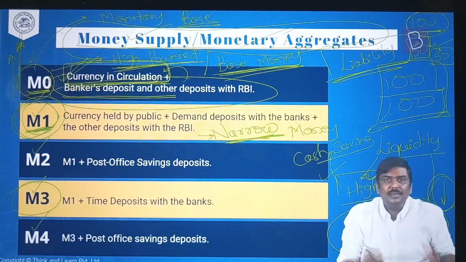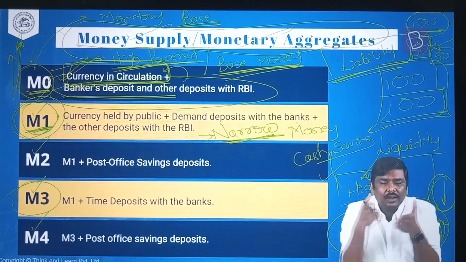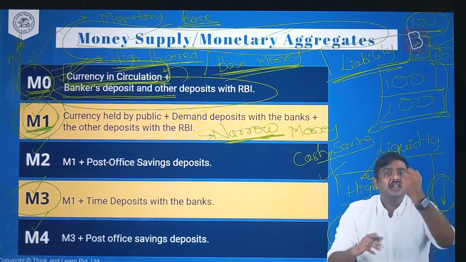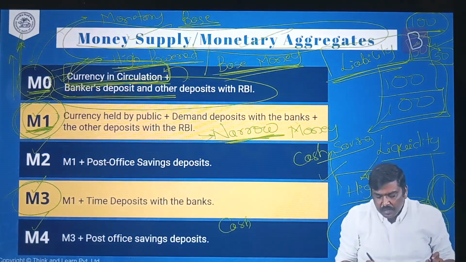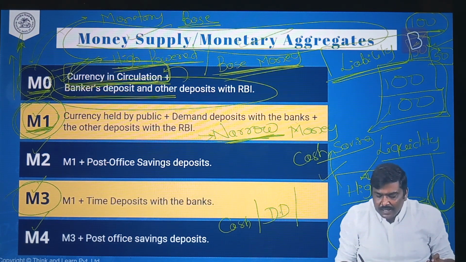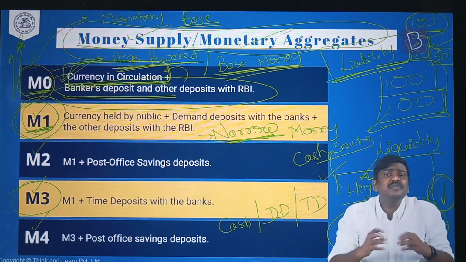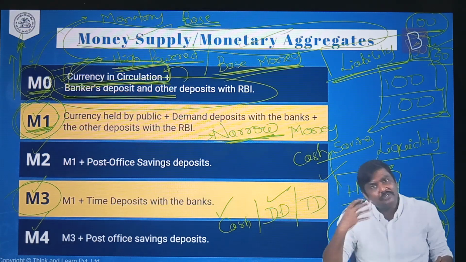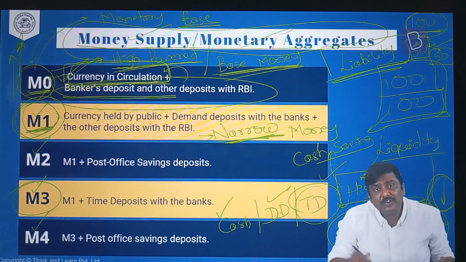Narrow money essentially means we are having a narrow viewpoint. We are looking at only that amount of money in the system which has very high liquidity. Now if I ask you, between cash, demand deposits and time deposits, which of these has very high liquidity? Cash has very, very high liquidity. Demand deposits have very high liquidity. Time deposits have very low liquidity.